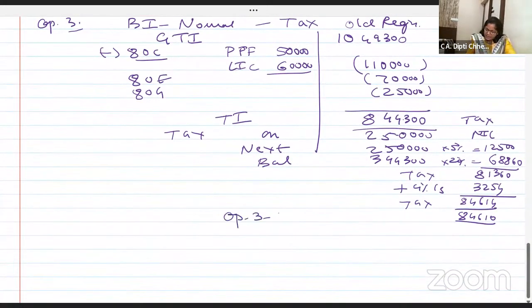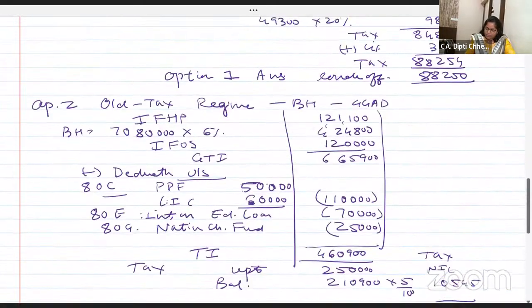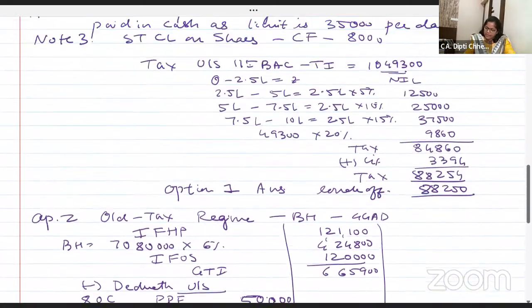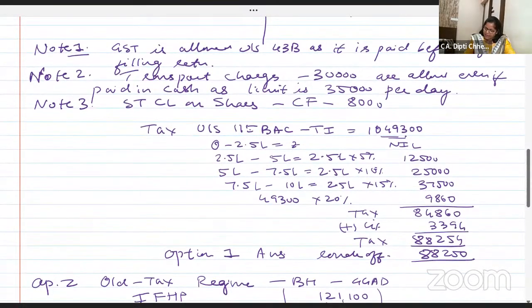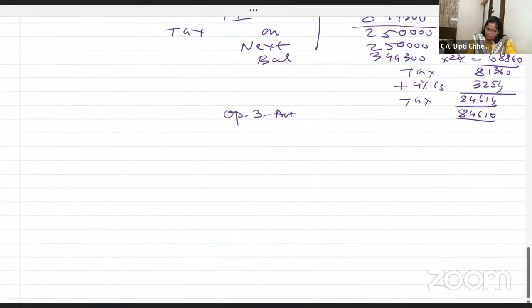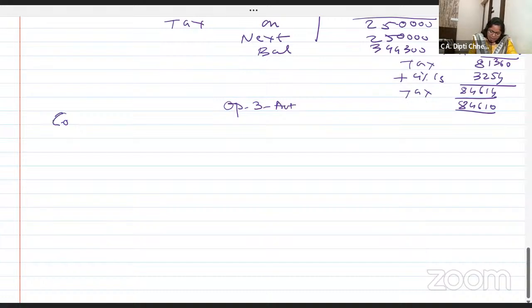How much tax you are paying? 84,610. Option 2, nil. And option 1, 88. So which option he will go for? Option 2. Ma'am, I did the whole problem, I missed writing conclusion. 12 out of 14 marks. Conclusion पूछा है तो लिखो ना. Which option is advantageous?